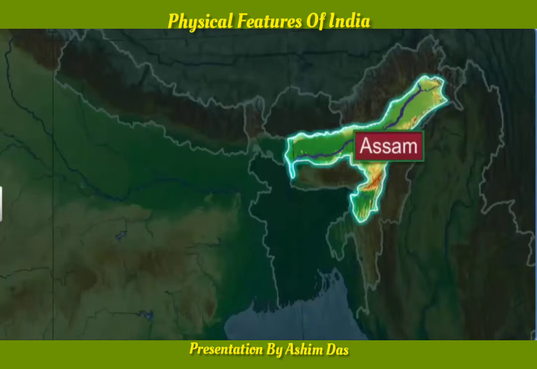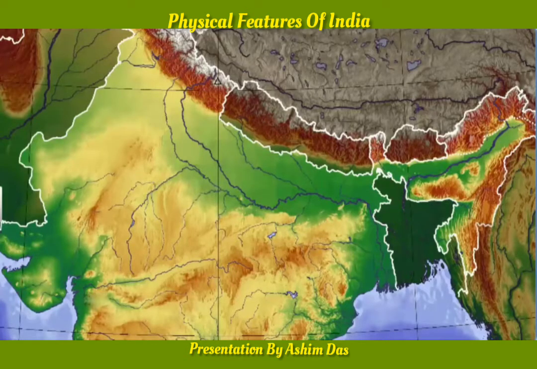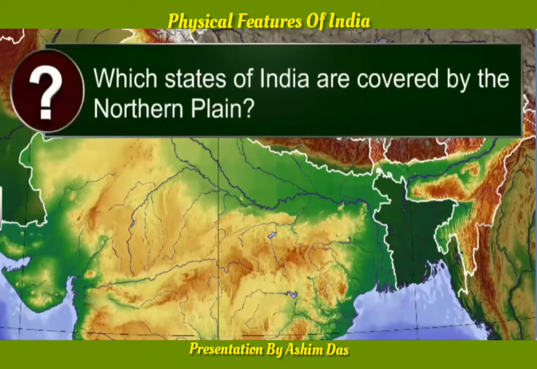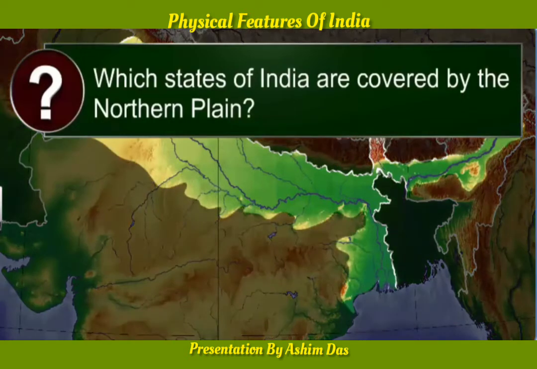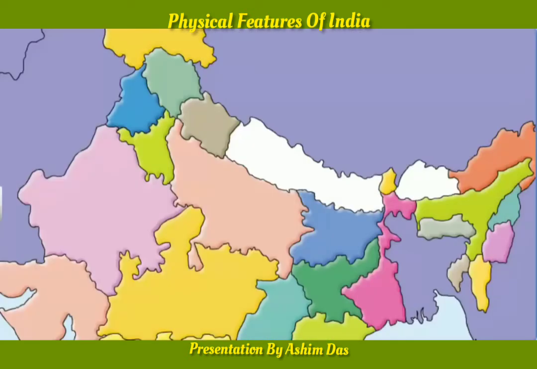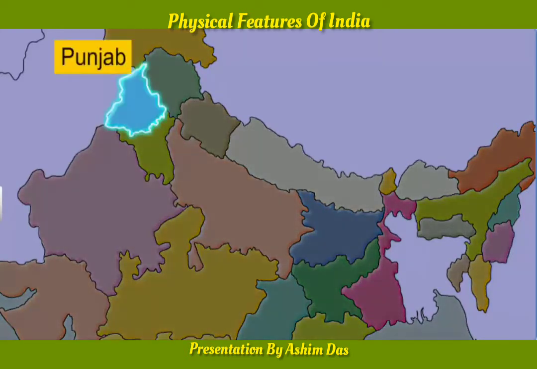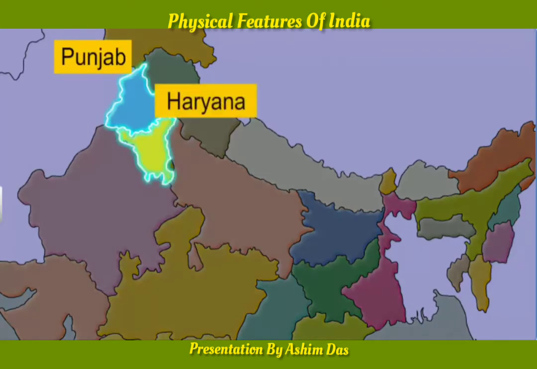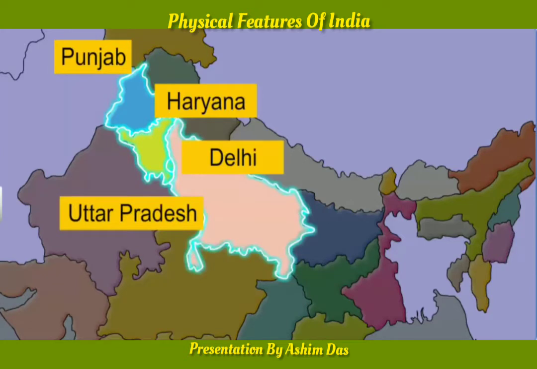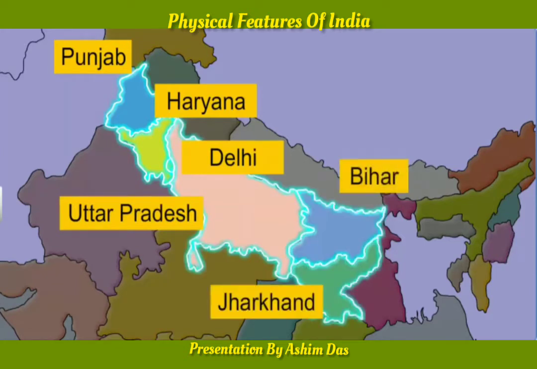So, which states of India are covered by the northern plain? The different states that fall under the northern plain are Punjab, Haryana, Delhi, Uttar Pradesh, Bihar, parts of Jharkhand and West Bengal, and Assam.